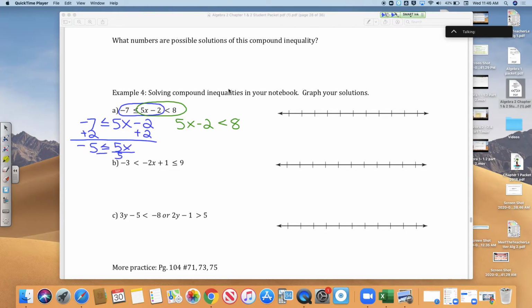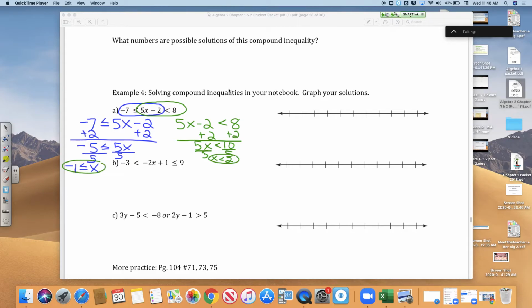And when I divide by 5, I get -1 is less than or equal to x for this one. And then for the second one, I add 2 to both sides. I get 5x is less than 10. I divide by 5. I get x is less than 2. So my two solutions are here.